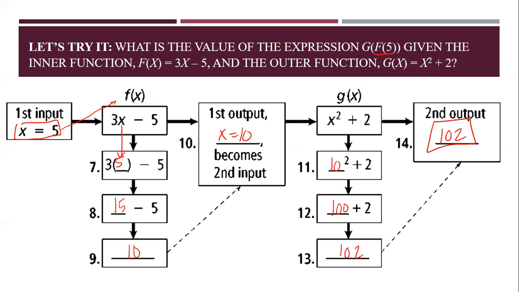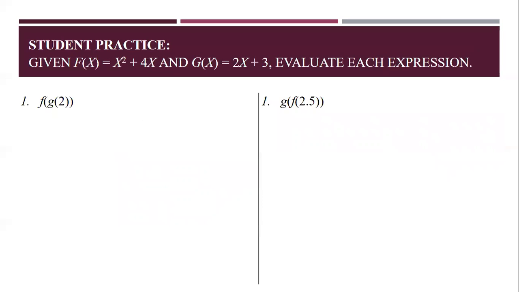So we're going to try it without the mapping. Here, this is what a typical problem would look like. It tells you what your f of x is, what your g of x is. And again, you're going to start from the innermost. So I'm starting from g of 2. The first thing I'm going to do is find g of 2. g is 2x plus 3. So this is going to become 2 times 2 plus 3, which is 4 plus 3, which equals 7.